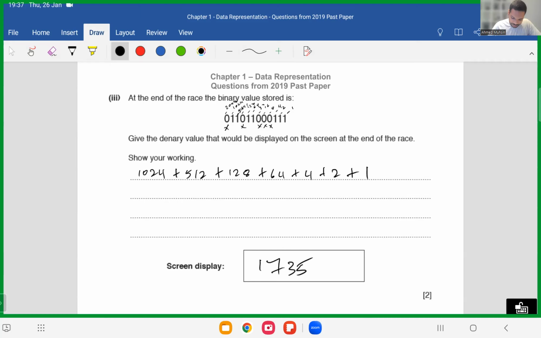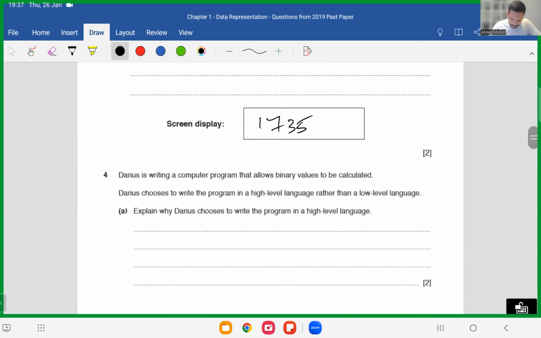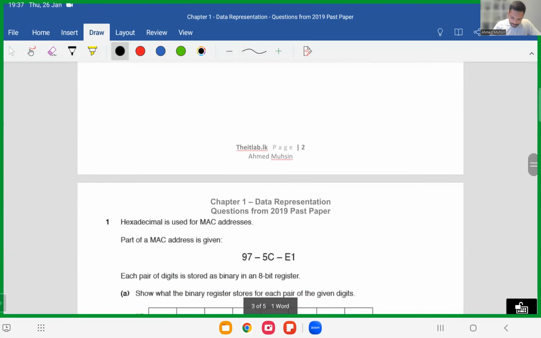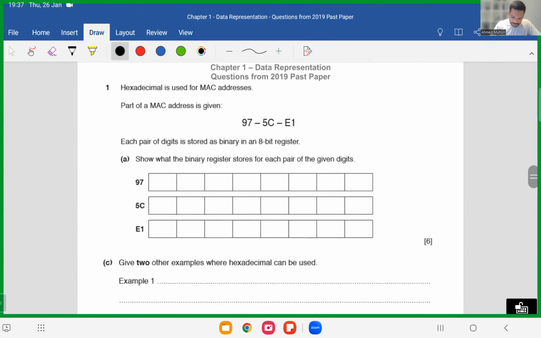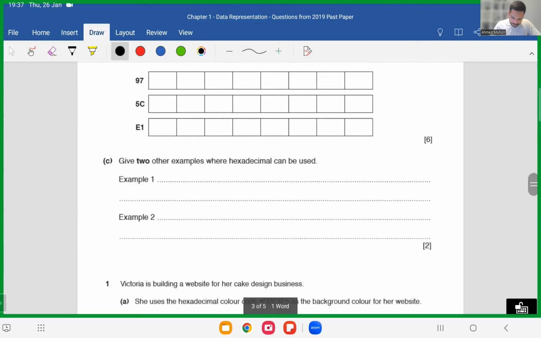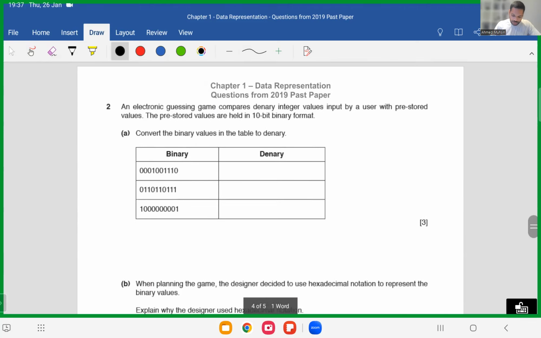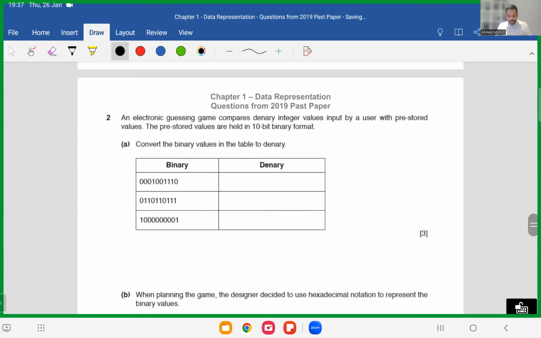Let's see what else we have. So let's keep this. We haven't learned this yet. Over here, it's talking about hexadecimal. We haven't done hexadecimal yet. Let's move on. It's not necessary for us to do all three. Let's do only the second one. I'm just trying out random questions from the past paper.